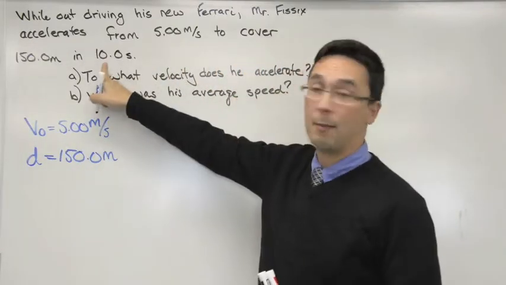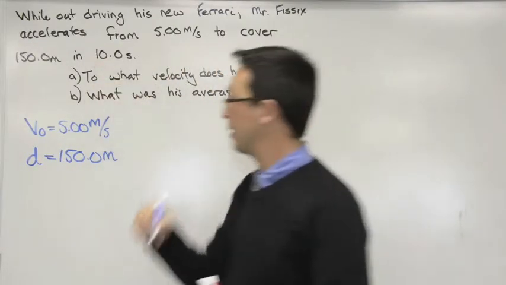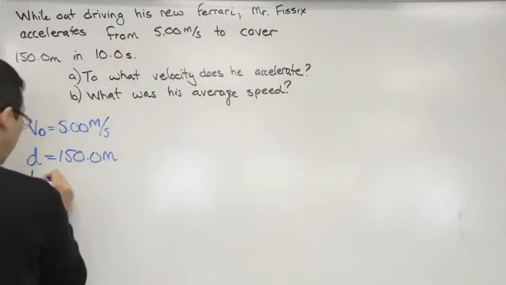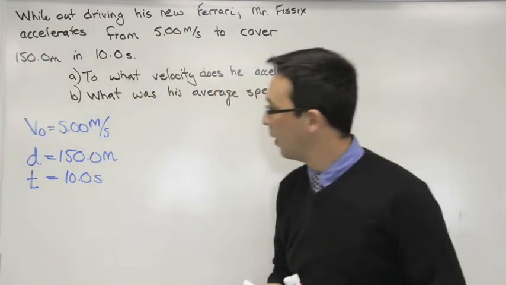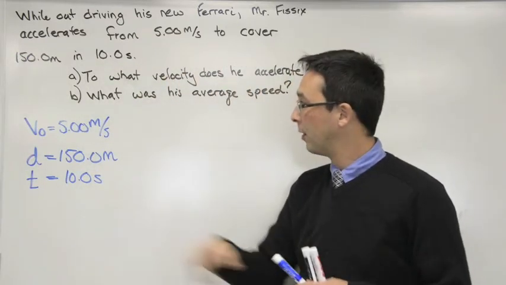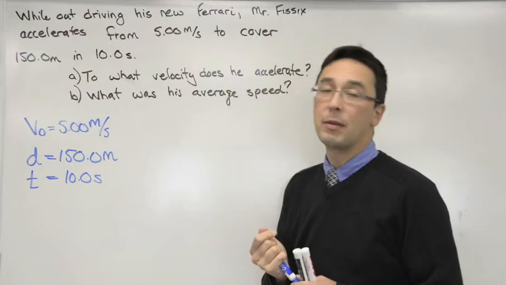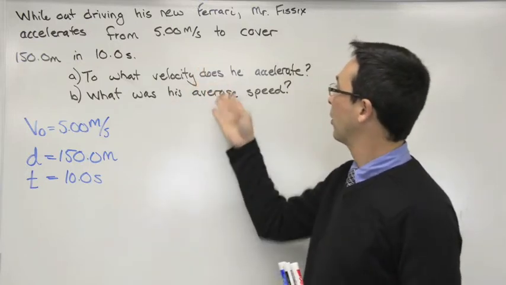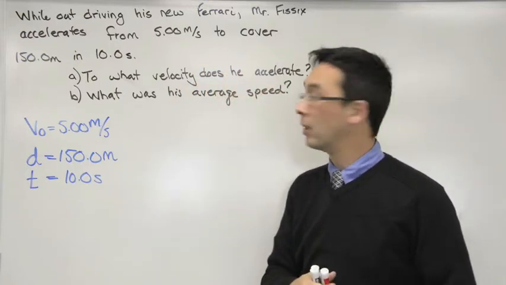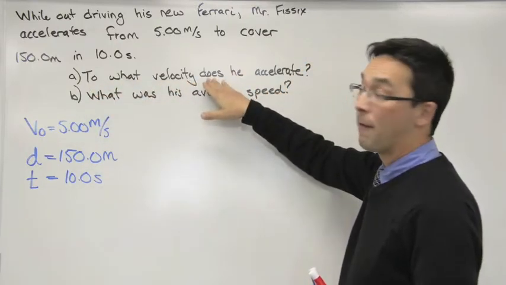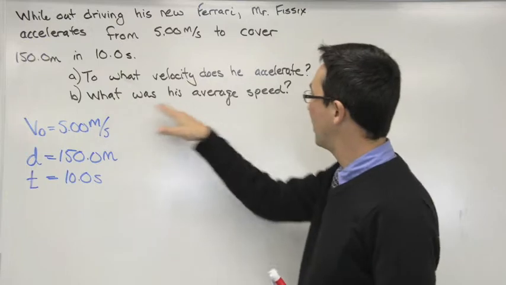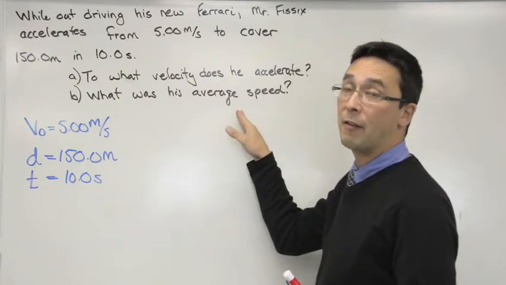And I know that the time to travel that distance is 10 seconds. Now, we need to select an equation that uses these three variables, and we'll answer one of our questions. We're looking for, to what velocity does he accelerate? That's got to be final velocity. And what was his average speed, or VAV?